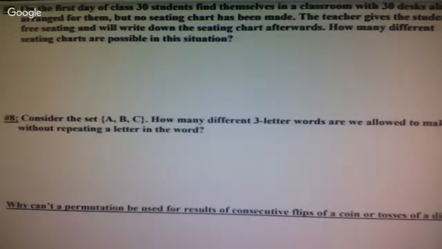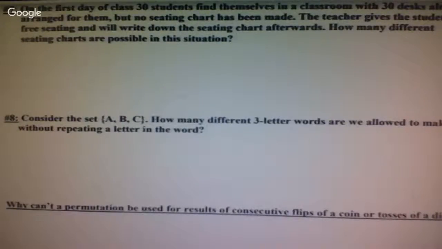On the first day of class, this is why I taught you the permutation. On the first day of class, 30 students find themselves in a classroom with 30 desks, already arranged for them, but the teacher made no seating chart. The teacher gives the students free seating and will write down the seating chart afterwards. How many different seating charts are possible in this situation? 30P30.